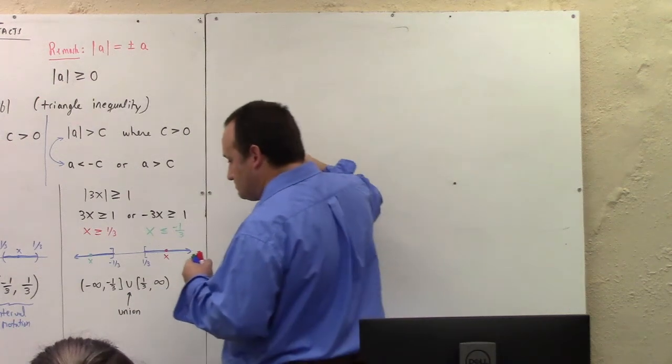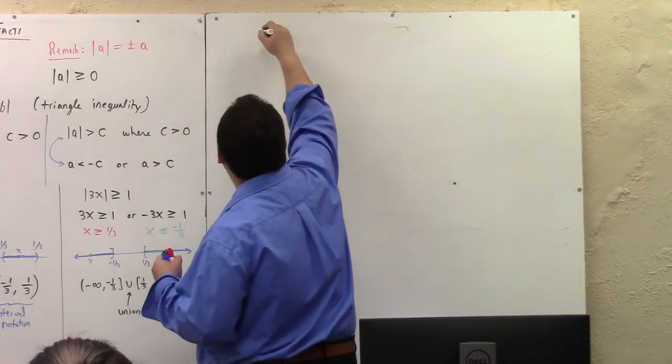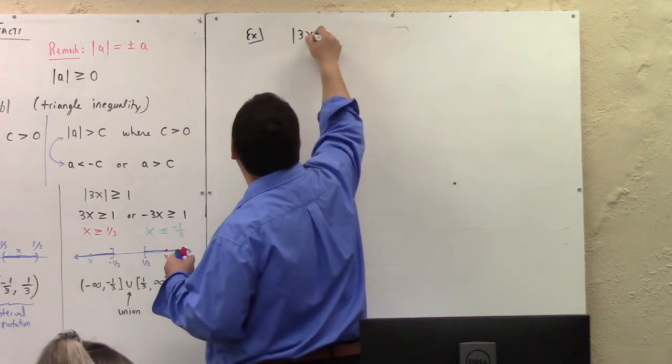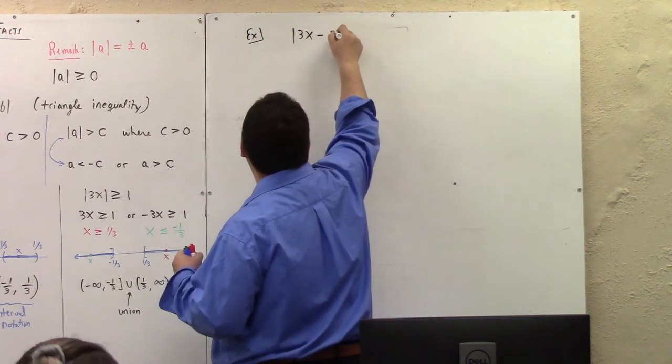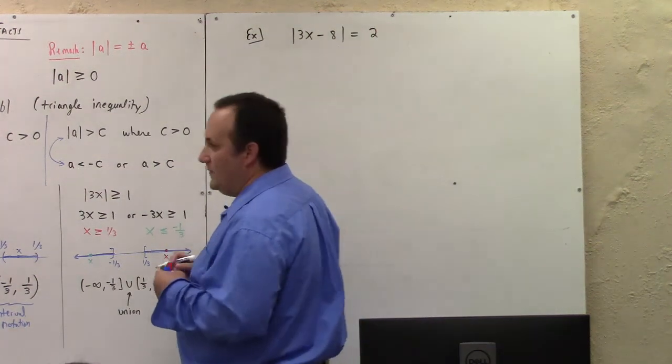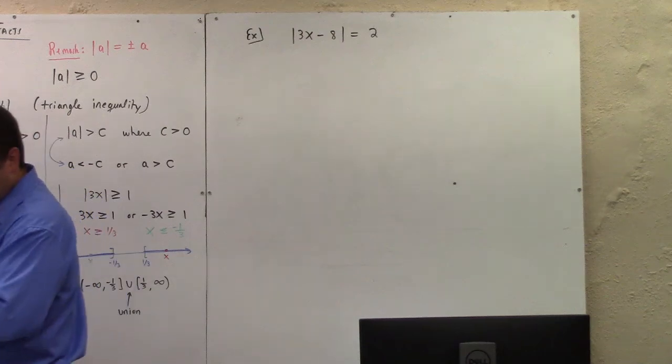Okay, so another example. Suppose we want to solve the absolute value of 3x minus 8 equals 2. How would we solve this?